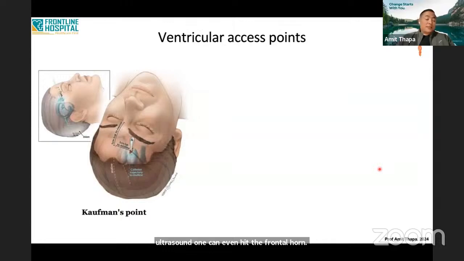The other point is Kaufman's point, which is from the frontal approach and is a very short trajectory, only 7 centimeter depth to the frontal horn. It is defined by a point 5 centimeter above the nasion and 3 centimeter lateral. What we are targeting is a point 3 centimeter above the inion located at the back of the head. So one can easily target the frontal horn using this technique.